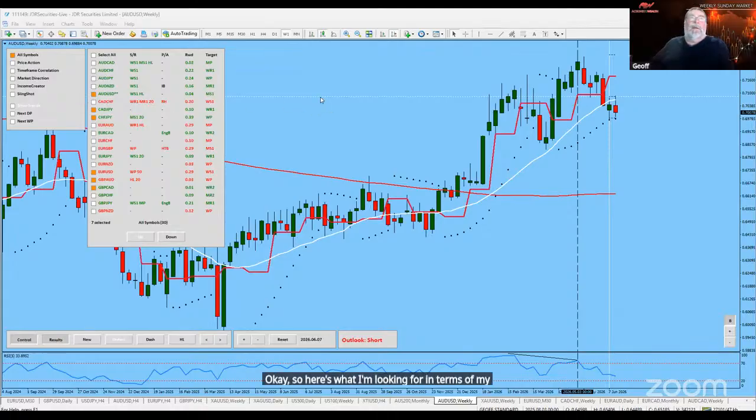Okay, so here's what I'm looking for. Actually, I won't call it analysis. I'll call it what I see from a technical perspective that may be an option to trade throughout the week. First one is Aussie versus the US dollar.